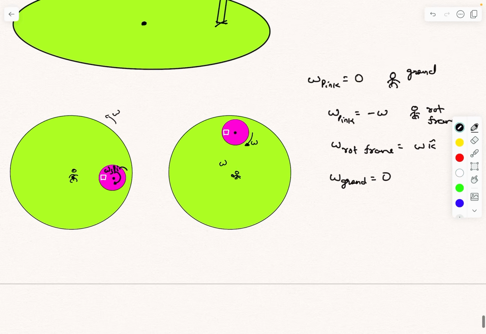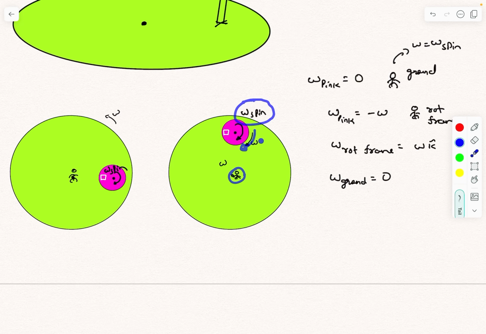And now according to the ground frame guy, the omega of the disk is equal to the spin omega. Now the rotating frame guy, so here also let's first add omega spin vectorially. So I gave the spin in the clockwise direction. Okay, so now the rotating frame guy will say that it is spinning. It has a spinning omega, but it also has a minus omega, right? Now according to the rotating frame of reference, the omega becomes the spin omega minus the omega of the frame.